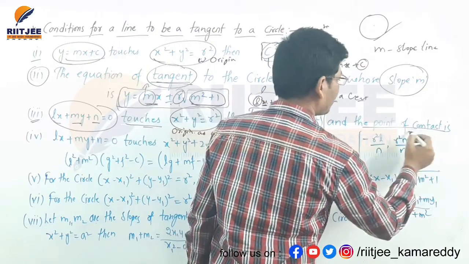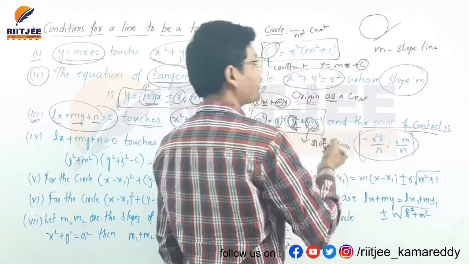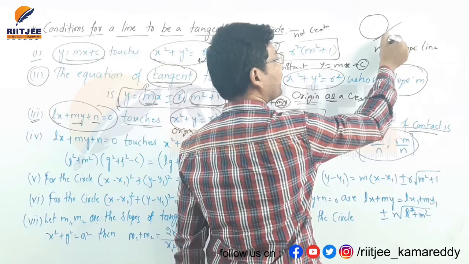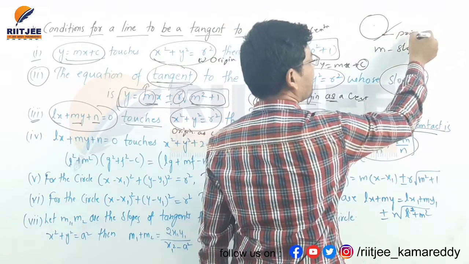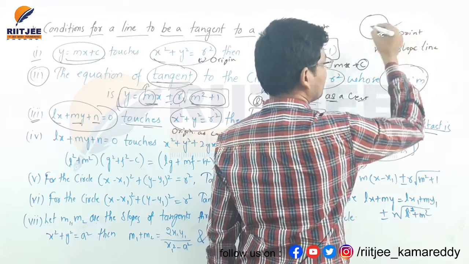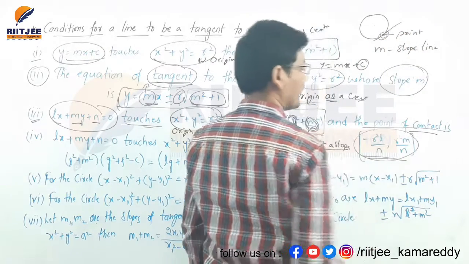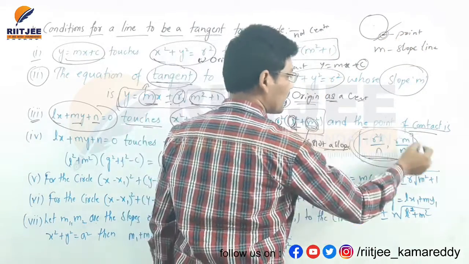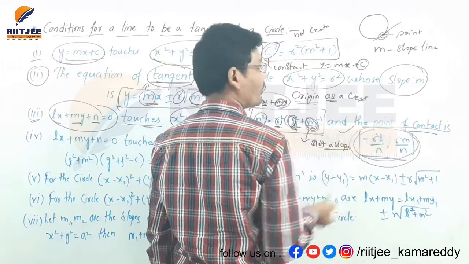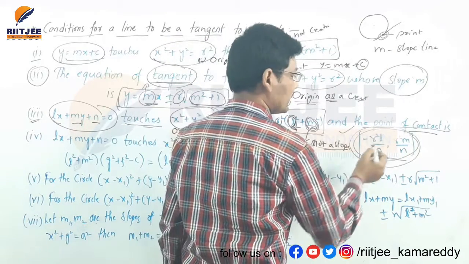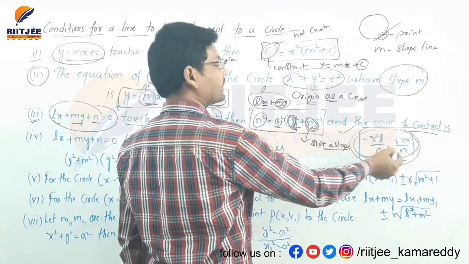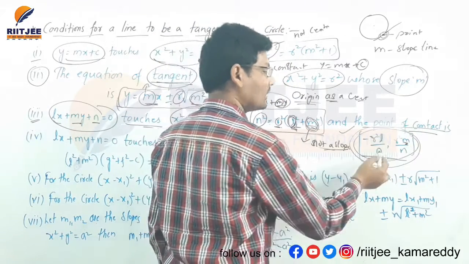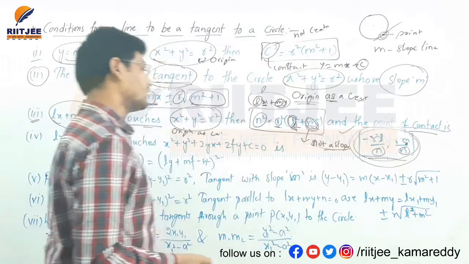And the point of contact is nothing but the point where a line touches the circle at one point. If you want to find this point of contact, this is the expression to find it, where r is the radius, l is the coefficient of x, m is the coefficient of y, and n is the constant of the line.